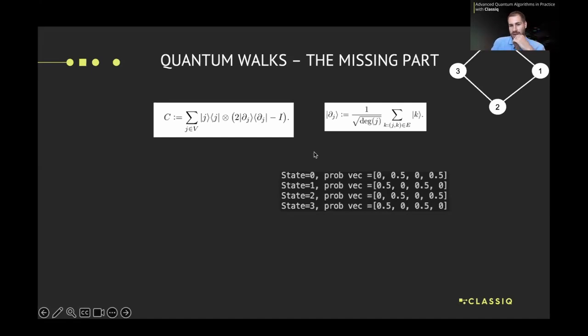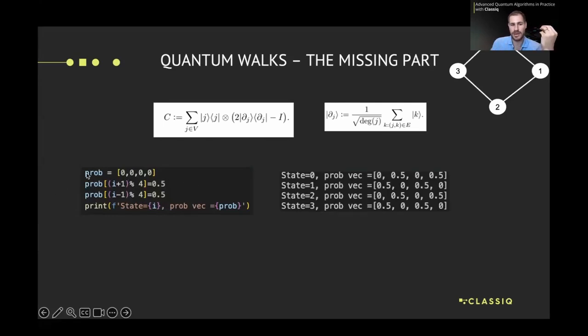Let's try to understand how we can actually implement it. We see that we need to initialize a probability array, prob, which encodes our probabilities. Then we have this i plus 1; here you should think of i as j. So for a given j, we want to have j plus 1 modulo 4, which is one state, and j minus 1 modulo 4, which is the other state. And this generates the desired probability vector.